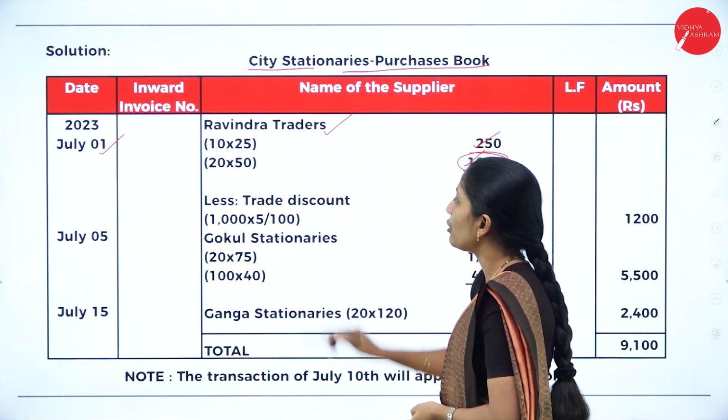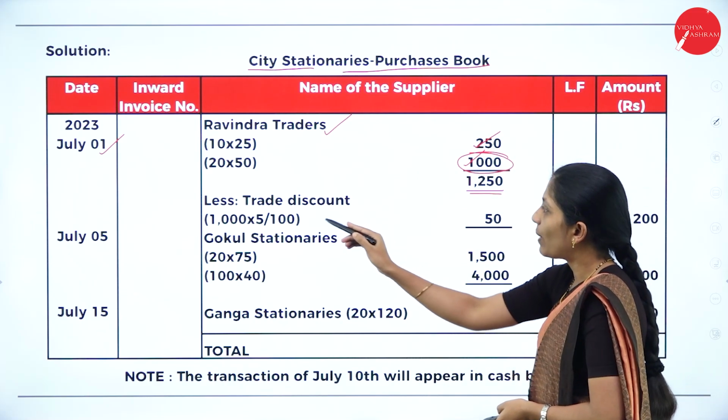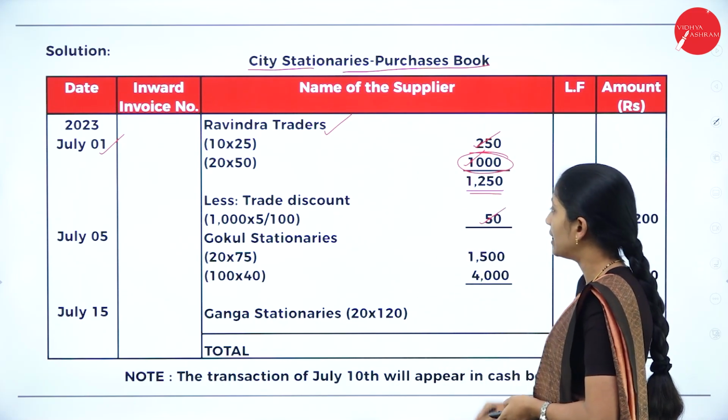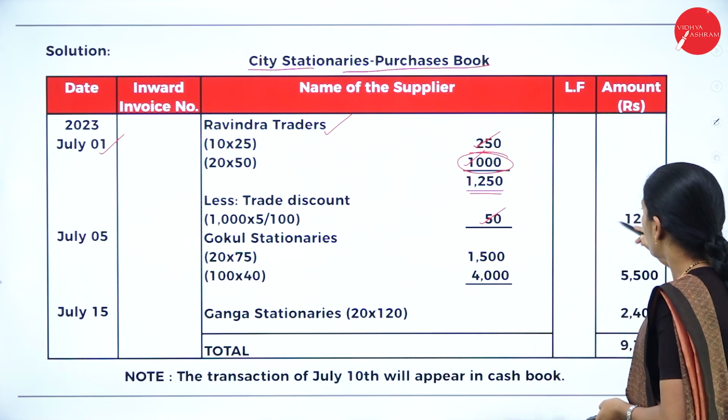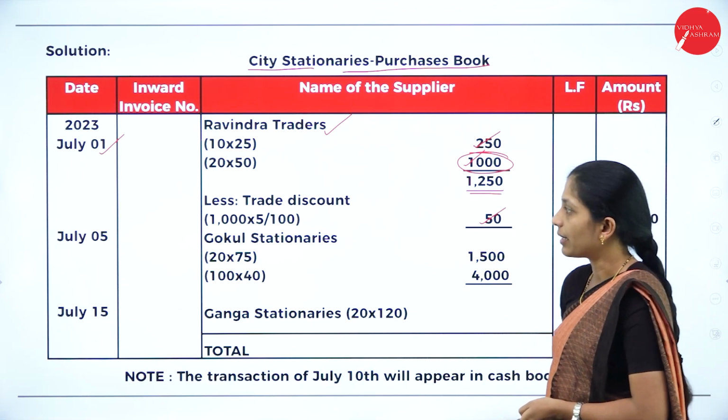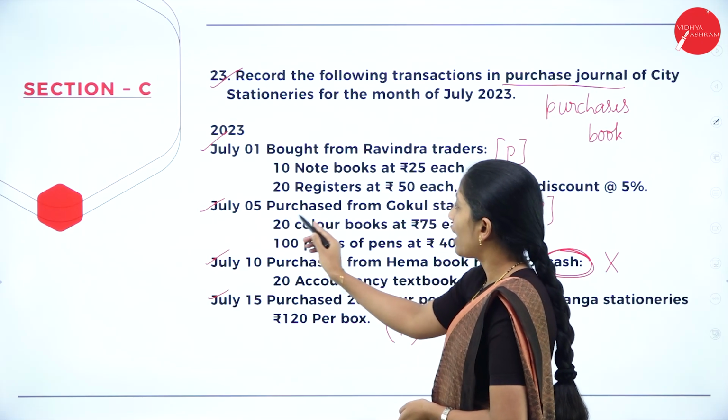So, 1000 into 5%, that is 50. So, less 50, and you get how much? 1250 minus 50, that is 1200. Now, coming to the next one, July 5th.